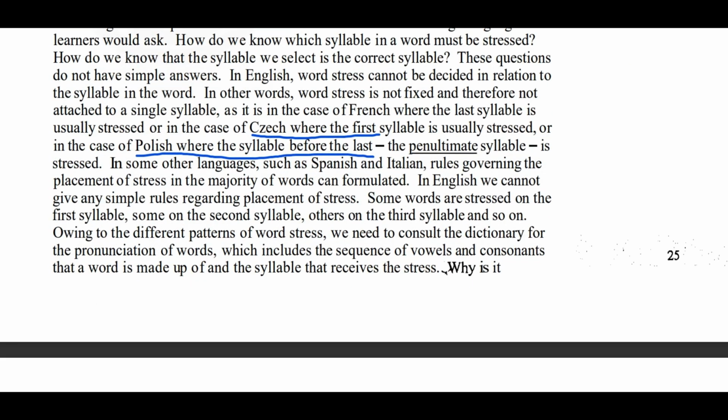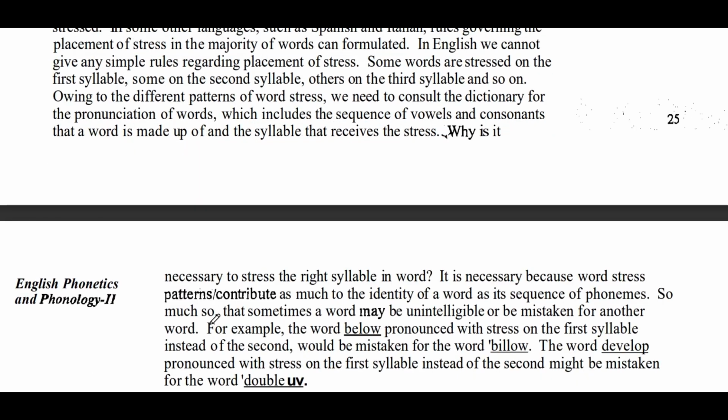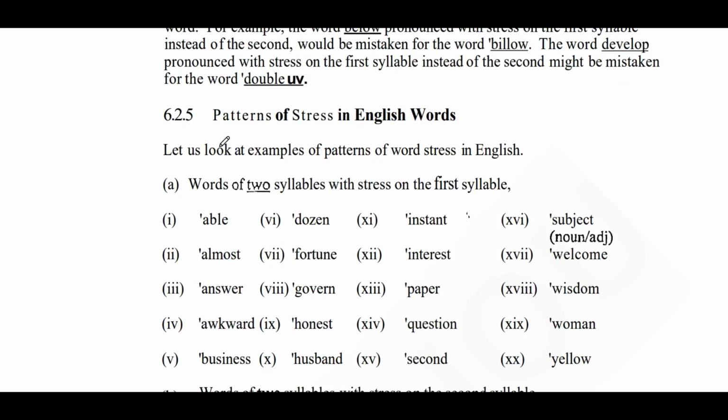Placement of stress on the word. Certain countries with their languages all have their own rules. For example, in the Czech language, the first syllable is usually stressed, or in the case of Polish, the syllable before the last is usually stressed. So each and every language has its own way. For example, in Hindi, we mostly stress on each and everything when we speak. But English has its own rules, and unlike Czech or Polish, these rules are not as easy. So let's see certain stresses in some more words.